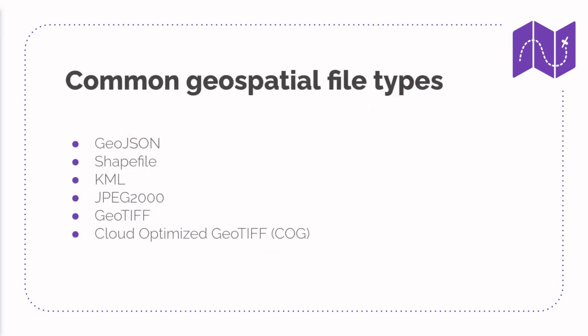I want to briefly show you some of the most common file types that you're going to encounter when you're working with geospatial data. Here in this list, the first three file types are for vectors. So GeoJSON, shapefile, and KML, these are all file types you might encounter if you're looking for point, line, and polygon data. And then JPEG 2000, GeoTIFF, and Cloud Optimized GeoTIFF, or COG, are data types for storing raster data. Most commonly, you're probably going to encounter GeoJSON or shapefile for vector data and GeoTIFF or COG for raster data.